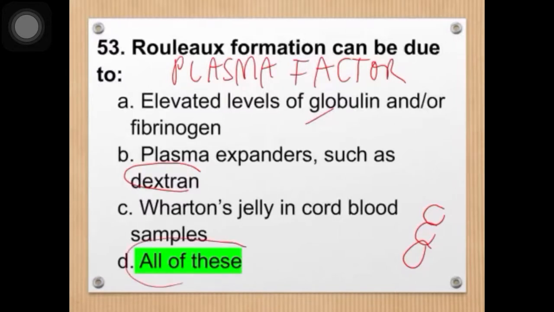Huwag pong kakalimutan, elevated plasma globulin, elevated plasma fibrinogen, plasma expander, example, dextran, sa cord cell Wharton's jelly are associated with rouleau formation. A drop of NSS will disperse rouleau. True agglutination will remain intact. Correct answer number 53, letter D.